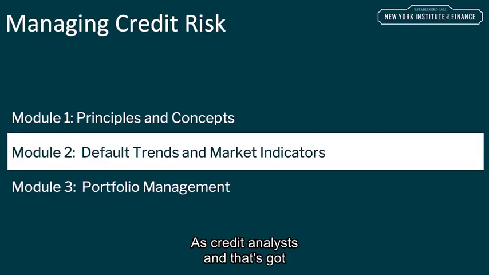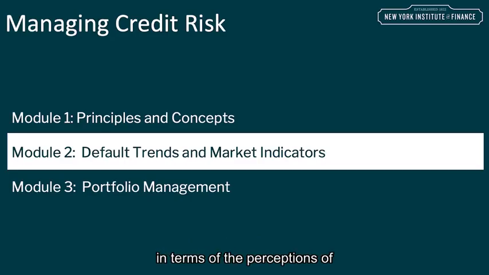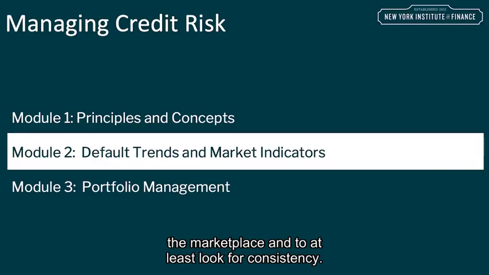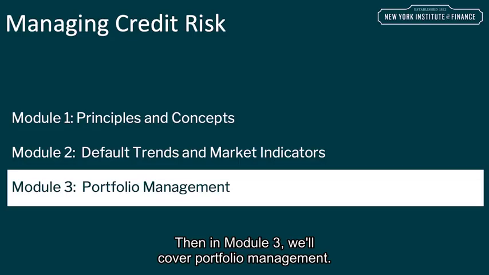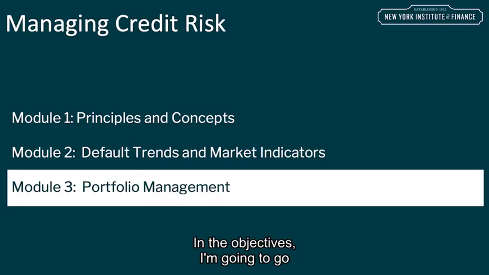So as credit analysts and as credit risk managers, we do analysis, we look for signs of deterioration, but we can also take a peek at the perceptions of the marketplace, to at least look for consistency. Is there consistency in how we're looking at a particular borrower or a particular name? And then Module 3 will cover portfolio management. So in our objectives, I'm going to go through this very quickly.